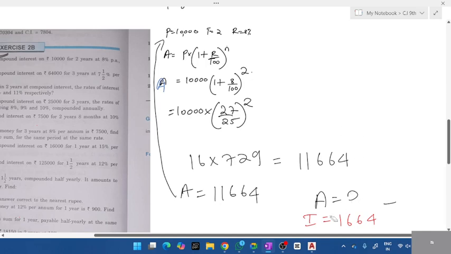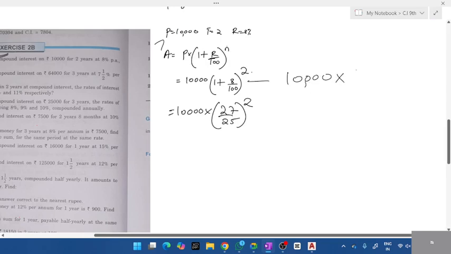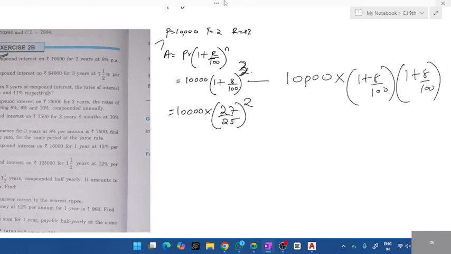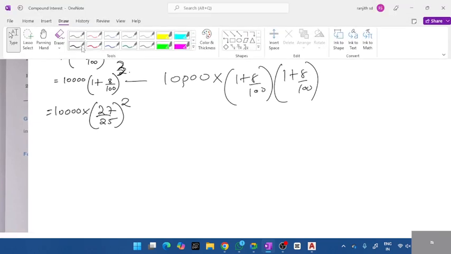I'll tell you one more thing here. When it comes to the formula, this part, you can write 10,000 multiplied by 1 plus 8 by 100. Can I write this as a square? Can I write it like this, 1 plus 8 by 100 again? It's the same, right? If it is 3 times, students, if it is to the power of 3, what should I write? Into 1 plus 8 by 100.